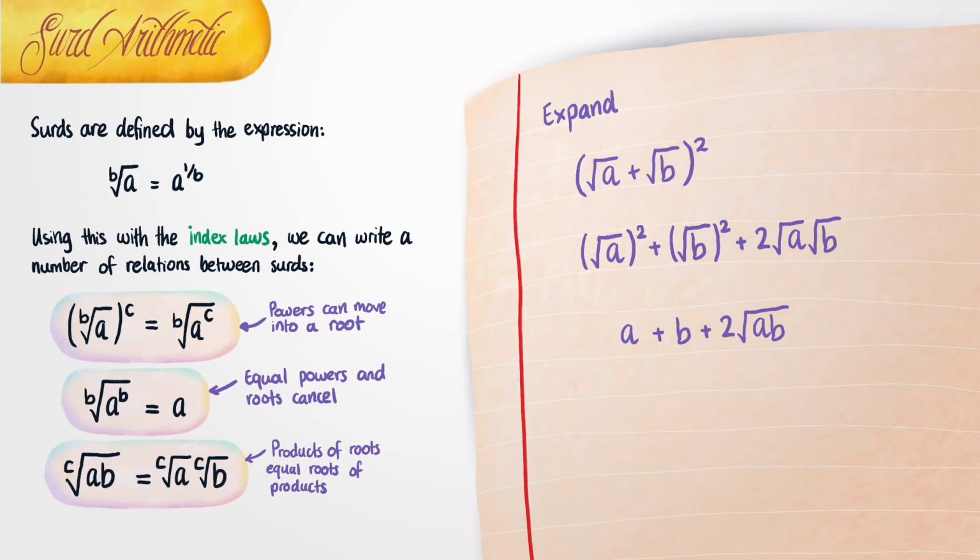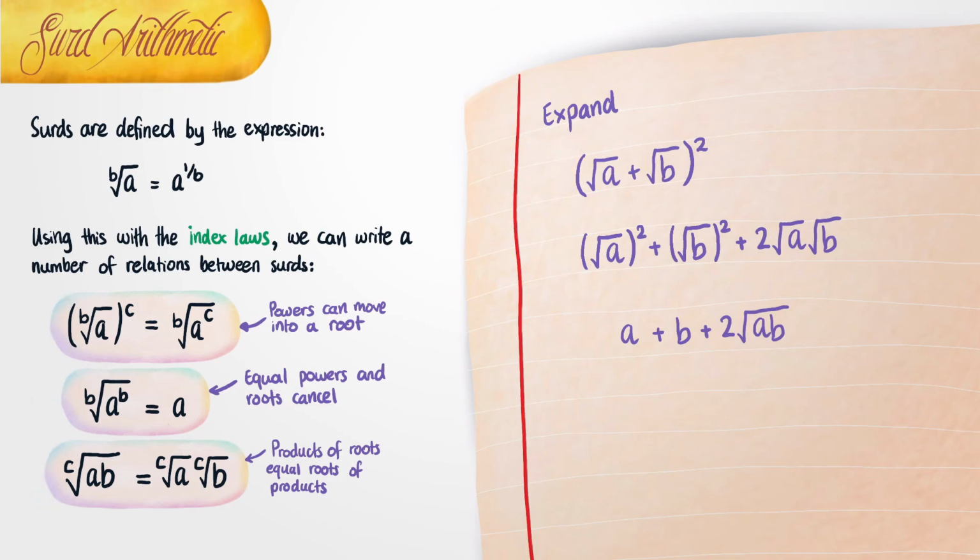So at this point, I'd just like to summarize this lesson. We just saw that the bth root of a is the same thing as a to the power of 1 on b, and using that we were able to come up with a bunch of expressions that help us simplify surds. We saw that you can move powers inside or outside of roots. We also saw that equal powers cancel roots, and we saw that you can write a product of roots as a root of products. I showed some examples of how to use all of these, and I also showed that the rules of algebra that we've learned so far apply directly to surds without any modifications.